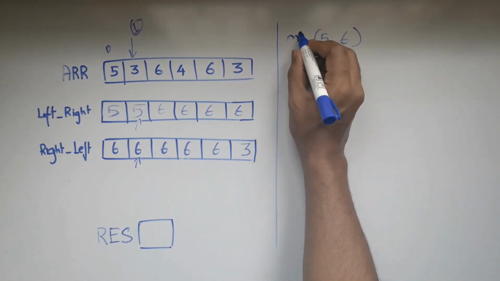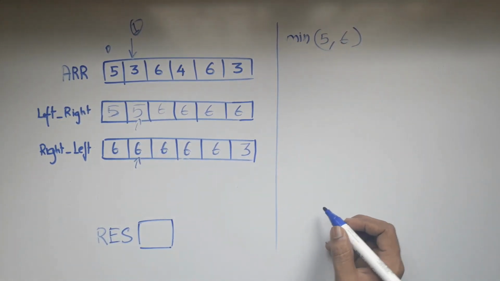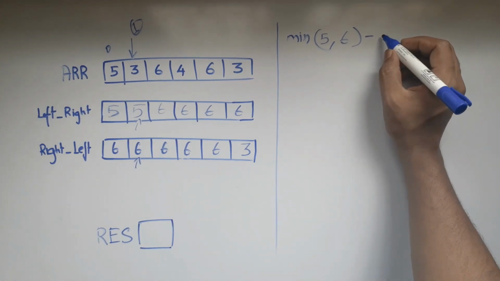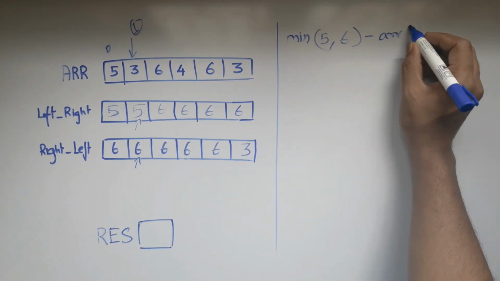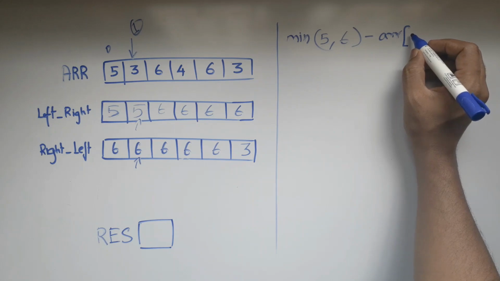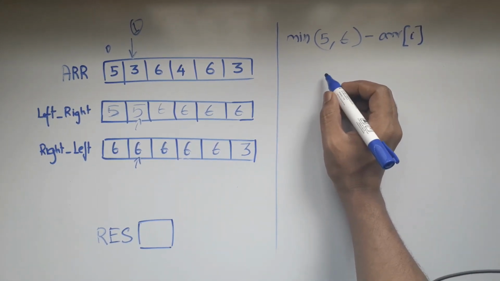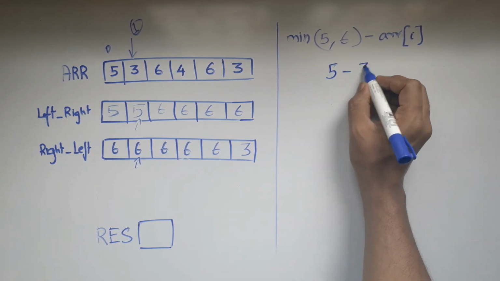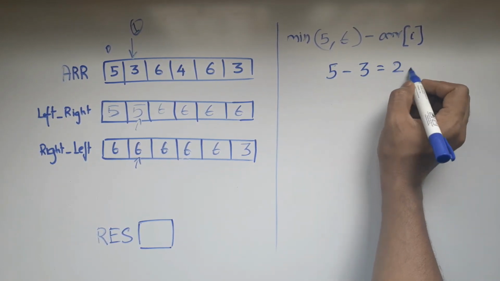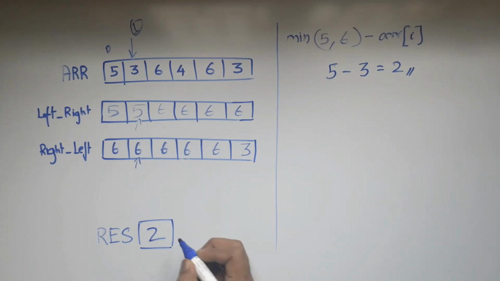Between these two we have to calculate the minimum, and that particular value will be subtracted with the array value pointed by I. Now in this case it is 3. So the minimum of 5 and 6 is 5. That will be subtracted with 3. We will get a value 2, which can be used to update our result.